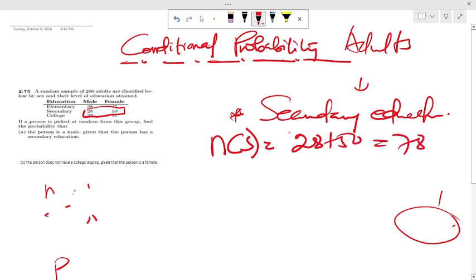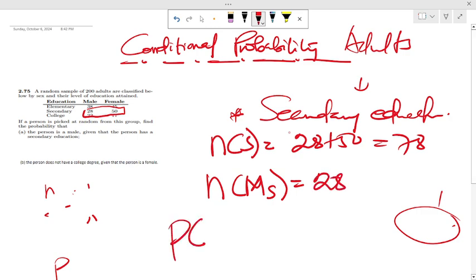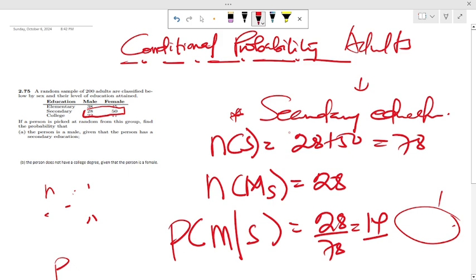Then what are we asked to find? The probability that the person is a male. So now we will find the number of male people that have secondary education. So that would be what? 28. So the probability of selecting a male given that the person has secondary education will be 28 divided by 78, which is 14 divided by 39, if I'm right. Then we'll move on into the next question.